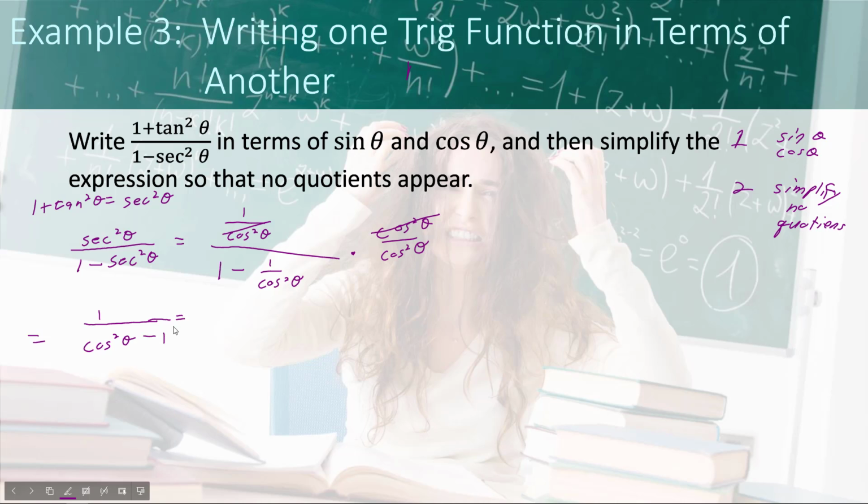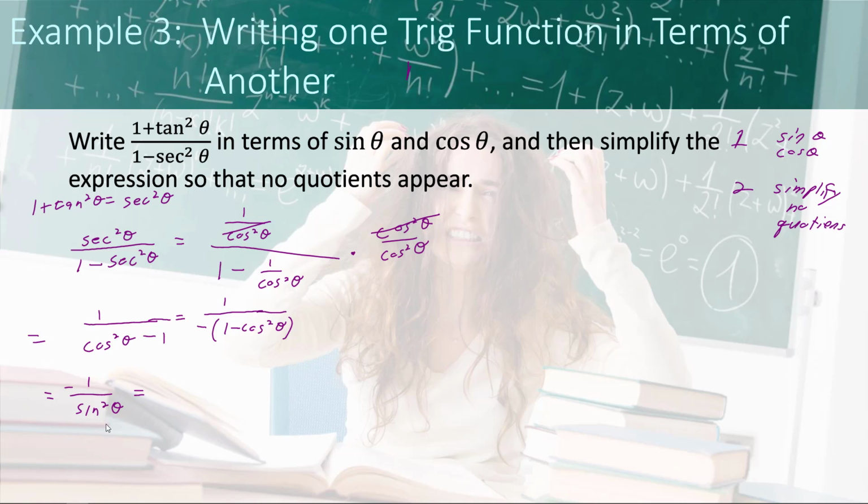Now, if we factor a negative 1 out of the denominator, we are going to have 1 divided by negative 1 times 1 minus cosine squared theta. If that's the case, we can use our Pythagorean identity for sines and cosines, and we can rewrite that as negative 1 over sine squared theta.